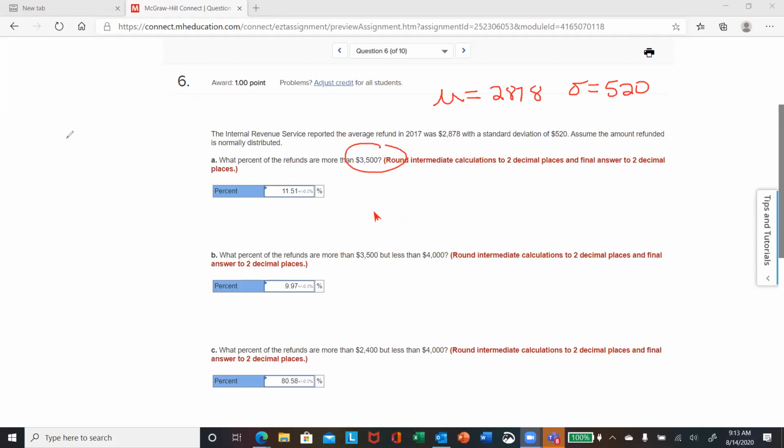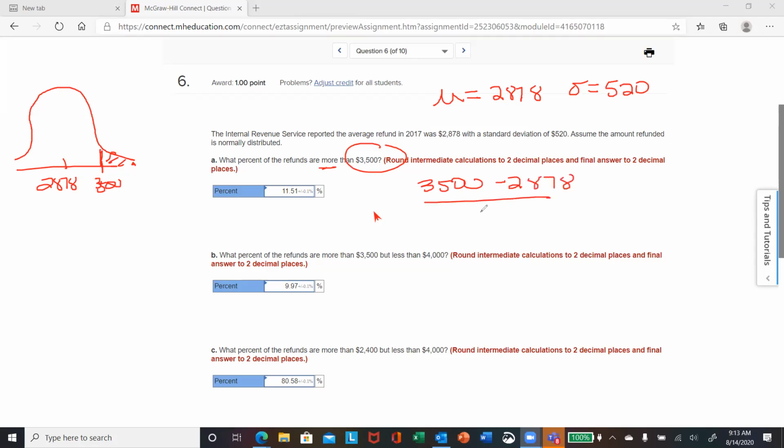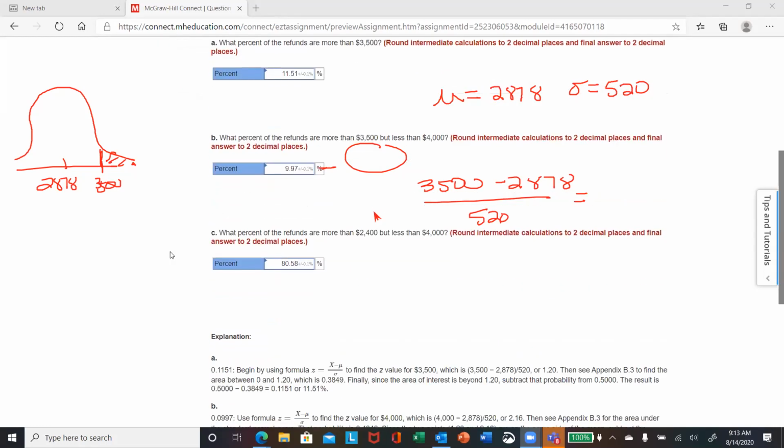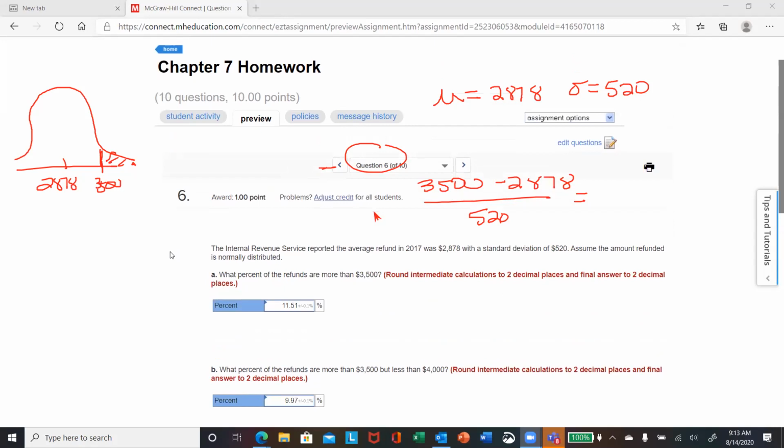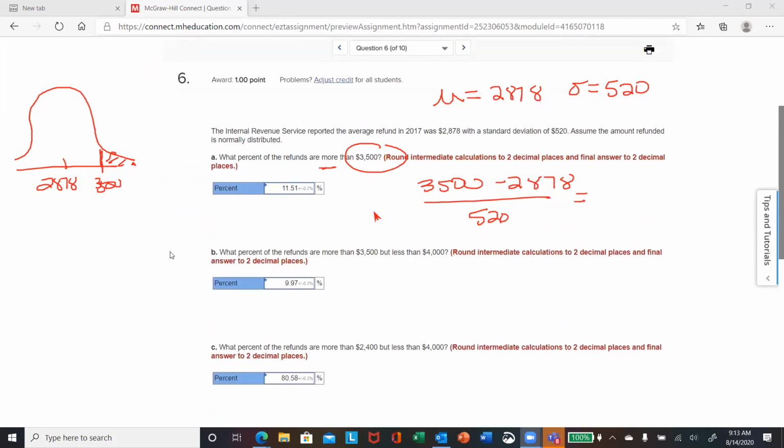So in the first one, you want to go above 3,500. So on that one, we know that the mean is 2878, that goes in the middle. We know that 3500 is somewhere above the mean, and they want more, so you're going to find the area to the right of that. So again, you take 3500 minus 2878, divide that by 520, and that's going to give you your z-value. And again, try to take these out to 2 decimal places. In this case, that looks like it's right around 1.2. Put that right there.